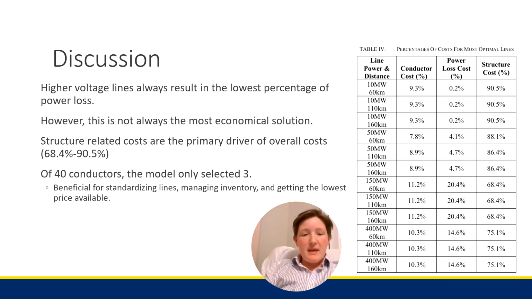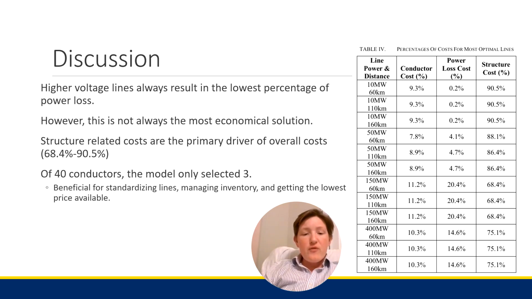A few other general key points. So the higher voltage lines always resulted in the lowest percentage of power loss. That was across the board. However, just because the power loss was the lowest does not mean that that was the most economical solution. In most cases, the structure-related costs ended up being the largest portion of overall costs. That ranged from 68.4% on the 150 megawatt lines to 90.5% of the 10 megawatt lines.